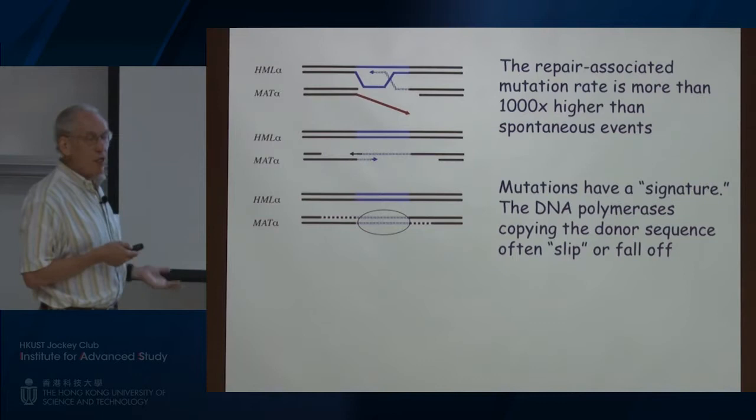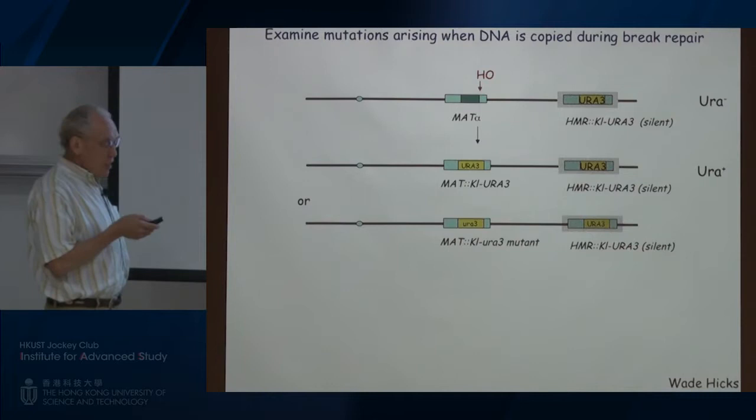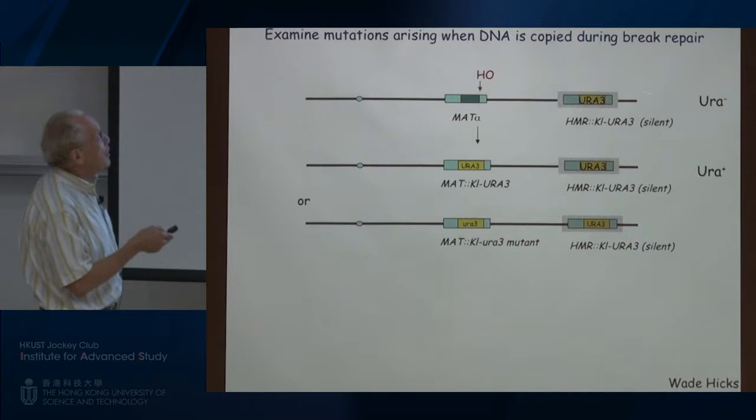Okay, so how did we do this? We tricked up the system that we had been using. I didn't quite tell you the whole story about mating type switching. It has actually two different donors. Now we're talking about the other one.